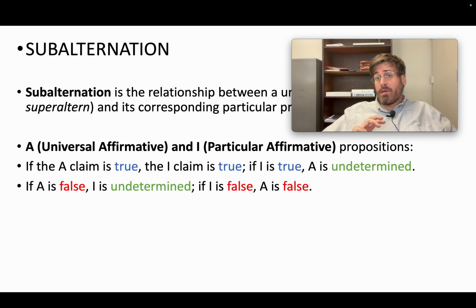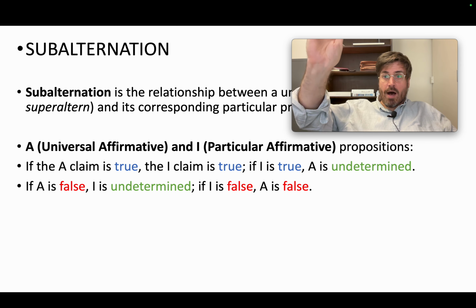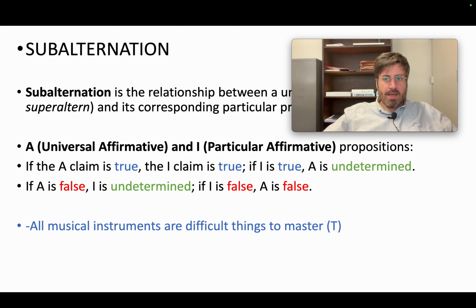If, however, we begin with a false particular claim at the bottom of the square, with an I claim, we know for sure that the corresponding universal claim, the A claim, is also false. That is an immediate inference we can make. So false values do determinately flow up on the square of opposition. So let's have a look at this in terms of some examples.